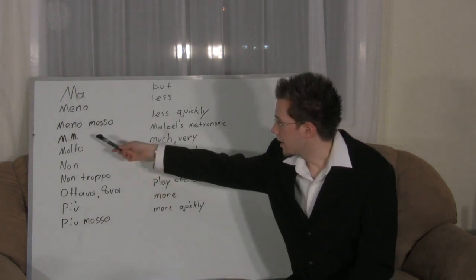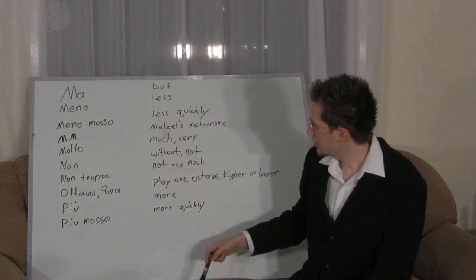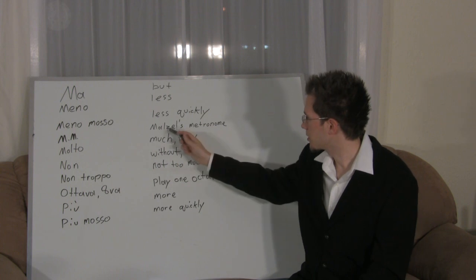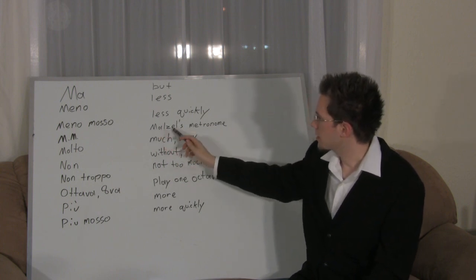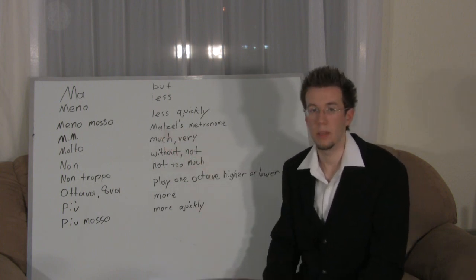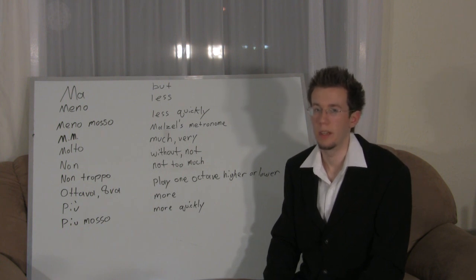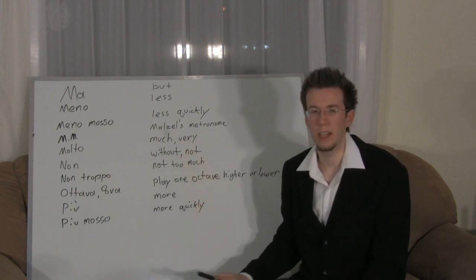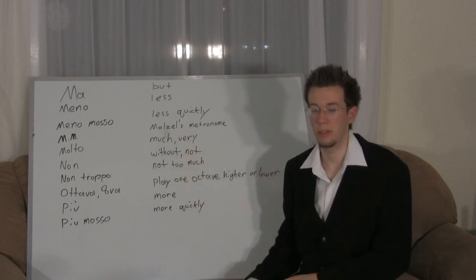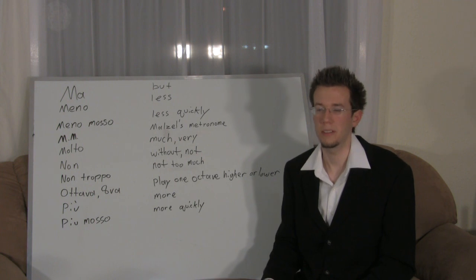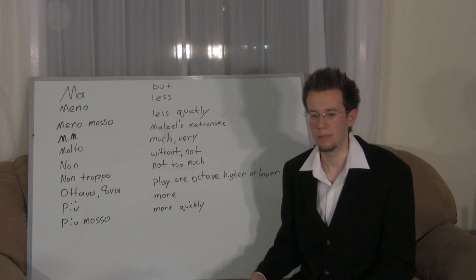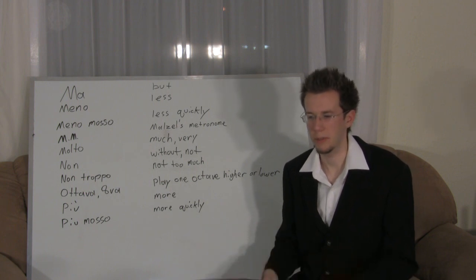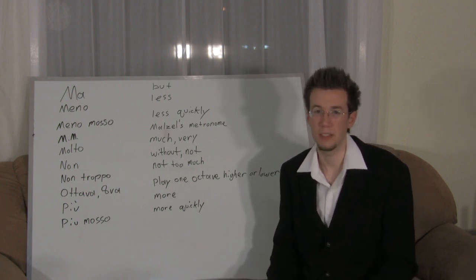All right, now next, MM. There are two explanations, but I didn't really have room to write both of them, so I just wrote this one. Maelzel's metronome, or sometimes it says metronome markings, okay? What this actually means is, Maelzel was the guy who supposedly invented the metronome, but my teacher told me that Maelzel was credited with the metronome, but apparently it was stolen from some other guy.